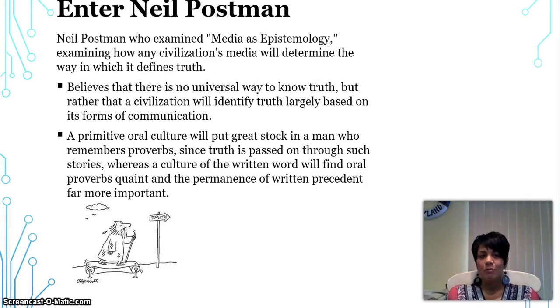Enter Neil Postman. Neil Postman, who examined media as epistemology, examining how any civilization's media will determine the way in which it defines truth, believes that there is no universal way to know truth, but rather that a civilization will identify truth largely based on its forms of communication. A primitive oral culture will put great stock into a man who remembers proverbs, since truth is passed on through such stories, whereas a culture of written word will find oral proverbs quaint and the permanence of written precedent far more important.